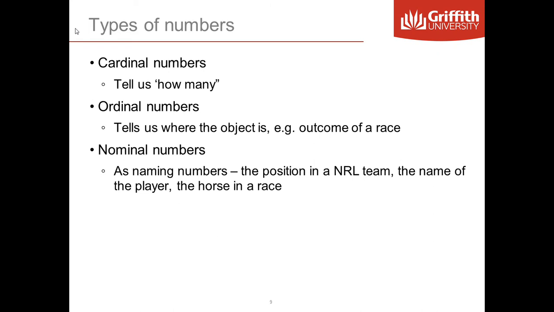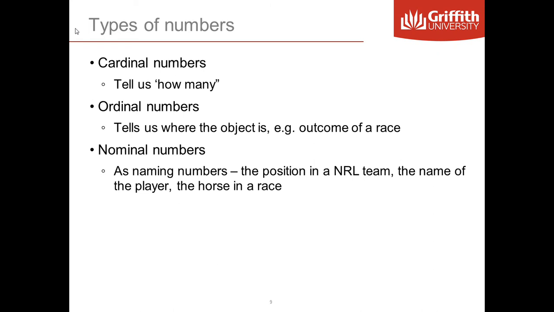However, there are 2 other sorts of numbers that you need to be aware of. Ordinal numbers tell us the place or the location of a particular object. So the boy came in first and the girl came in second in the race. Now these numbers you cannot operate on. You cannot say that if the boy came first, the girl came second, and the dog came third, you've added 1 and 2 together. You cannot operate on ordinal numbers in that way.